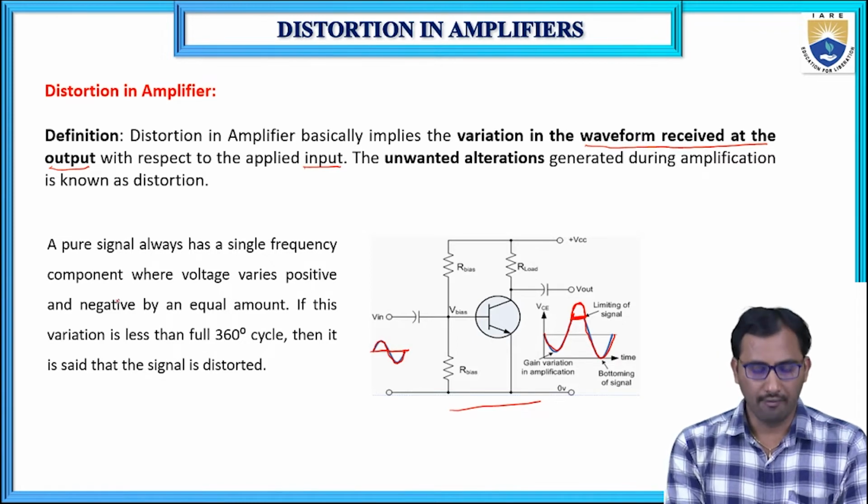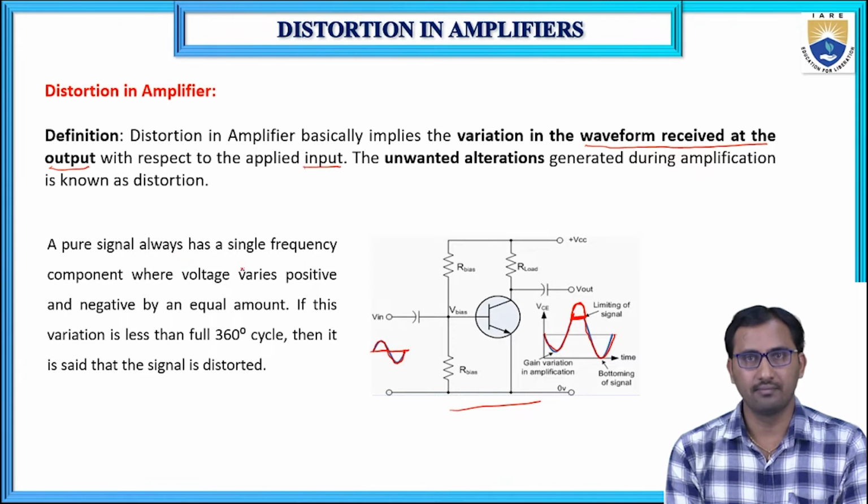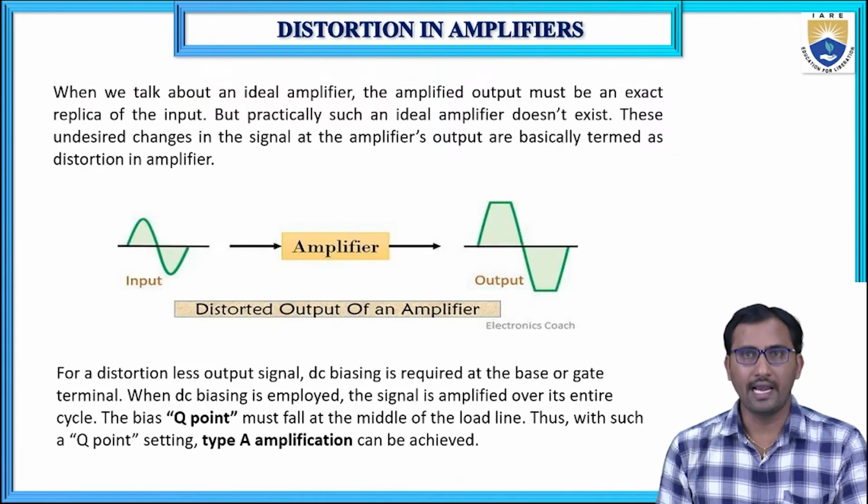Okay. So a pure signal always has a single frequency component where the positive and negative cycles vary by equal amounts, and if the variation is less than 360 degrees, then the signal is said to be distorted. That is a distortion. So here, consider an amplifier.